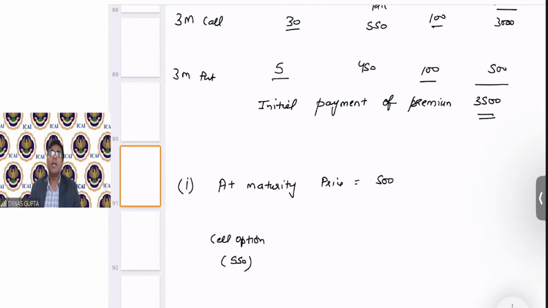So whether it will be out of the money, in the money, or what, students? Tell me. The call option, strike price is 550. The spot price is 500. Whether this option will be out of the money or in the money or at the money, students. Common answer, students.